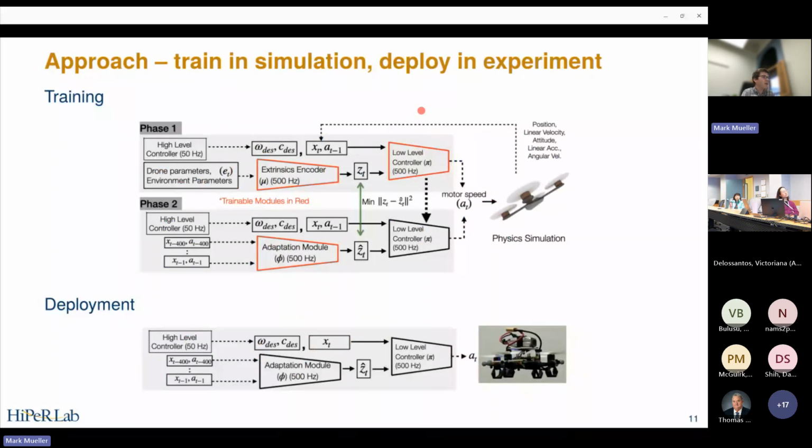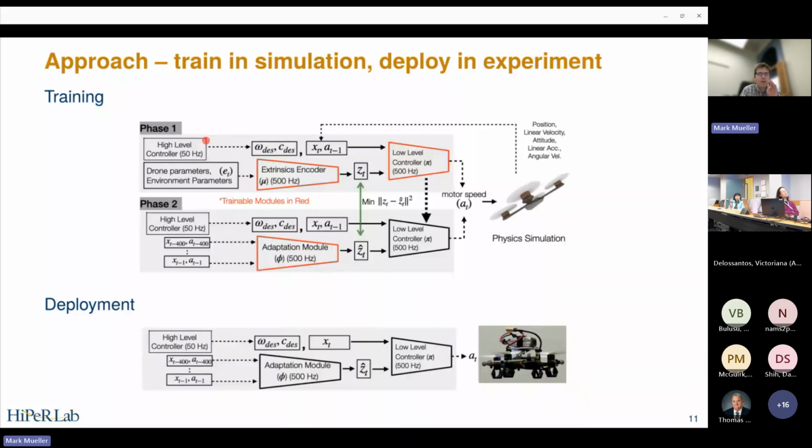The way we learn our controller is a somewhat complicated strategy, and this is a complicated diagram, so let me explain it. There are 3 phases to the learning that we do. 2 of the phases are in training, and then there's deployment. The training is all done in simulation, and the control architecture is that we have our high-level controller. This will be your trajectory tracking controller or your mission planner, whatever. This generates commands at 50 hertz, those commands being these kinematic commands.